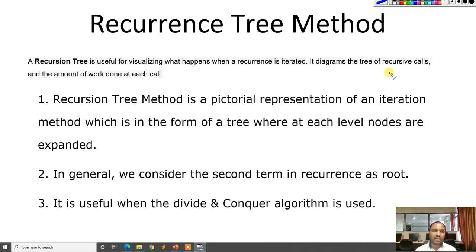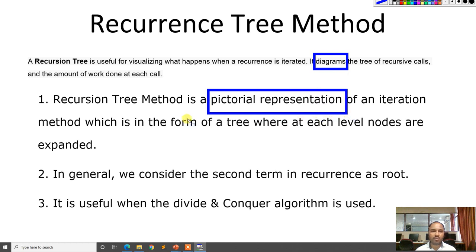So this recurrence tree is useful for visualizing what happens when the recurrence is iterated. It is a diagram, so you have to draw the diagram. So far, in whatever methods you have seen, you were not drawing any diagram, right? Now you are going to draw diagrams, a pictorial representation. The recurrence tree method is a pictorial representation of the iteration method, in the form of a tree where at each level the nodes are expanded.